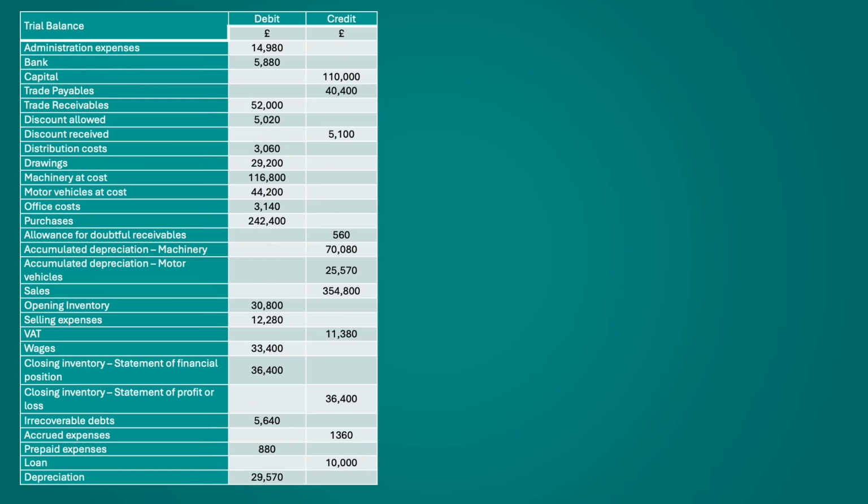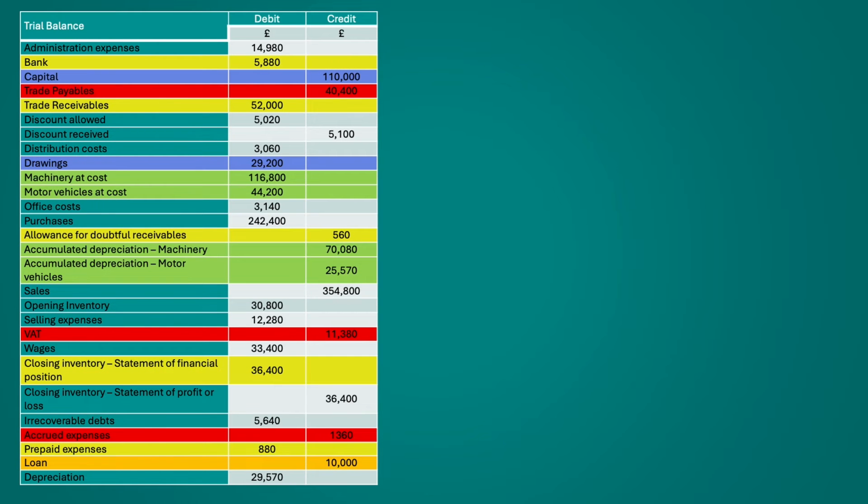Okay then, Tracy runs a successful distribution business. You have been provided with the following trial balance. Prepare the statement of financial position based upon the figures given. Let's first identify the assets, liabilities, and capital. So all non-current assets have been highlighted in green, current assets in yellow, current liabilities in red, non-current liabilities in orange, and all transactions regarding the capital account are highlighted in blue.